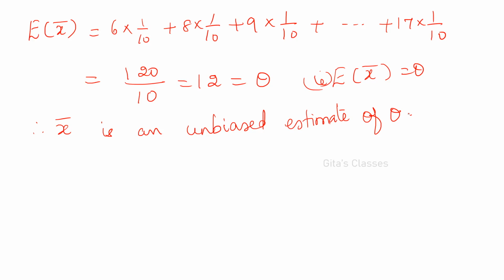If the expected value of x bar is the population mean, then you can say that x bar is an unbiased estimate of theta. Similarly, if it is an unbiased estimate of theta, then it will satisfy this condition, E of x bar is equal to theta. Okay.